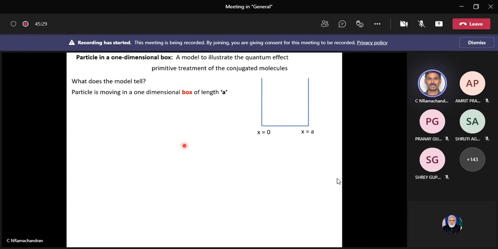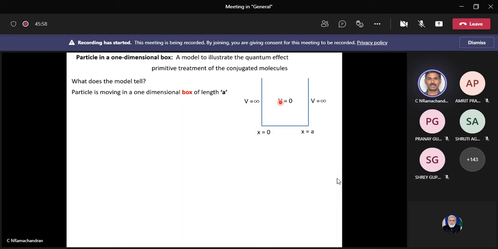Forget about this. Close your eyes and think about a box. A box has two edges. A box will have several edges, but in this case I am talking about a one-dimensional box. So you consider two edges along one direction in that box. One end is x equal to 0 and the other end will be x equal to A, because the box length I am considering as A. Now consider a particle that is moving in that one-dimensional box of length A.